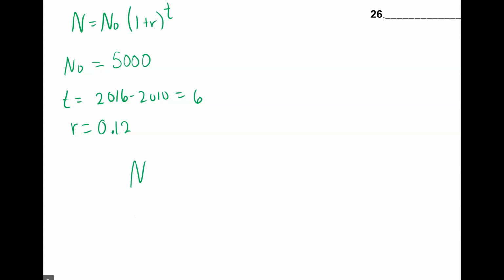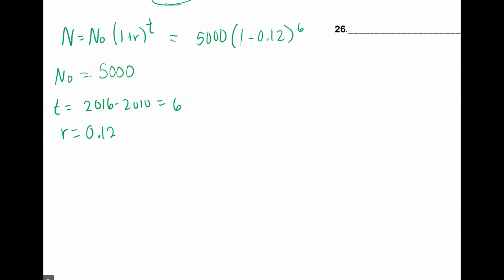So plug in. So here it's 5,000 times (1 minus 0.12) to the 6. So we see we should have less rabbits. We're decreasing, so it's less rabbits. We're decreasing, so it's a negative rate. I forgot to put the negative here. So I'll have 2,322 rabbits. Notice I put units because this is things.